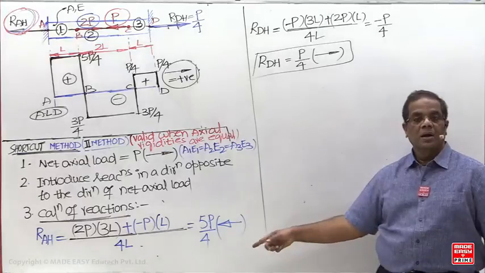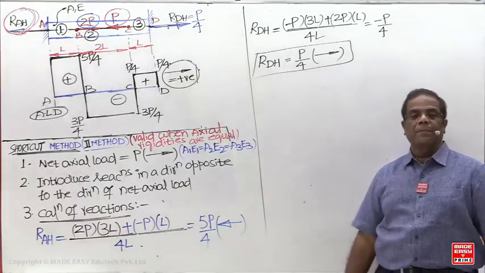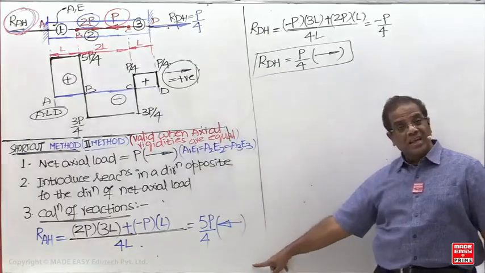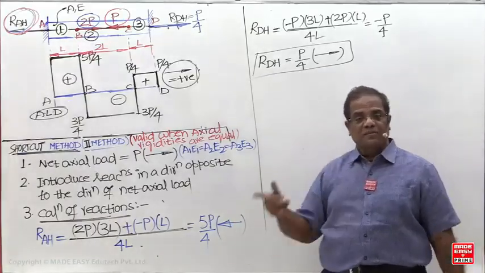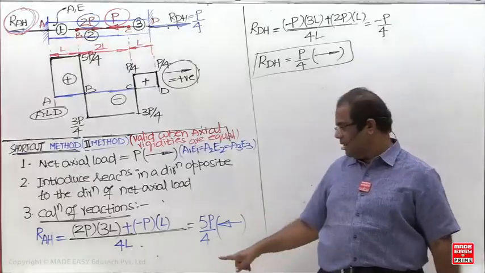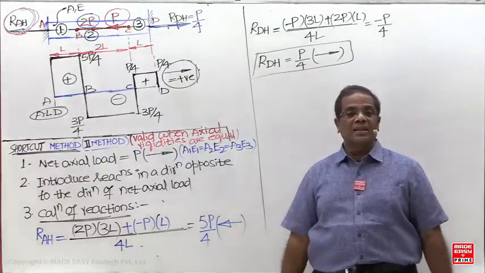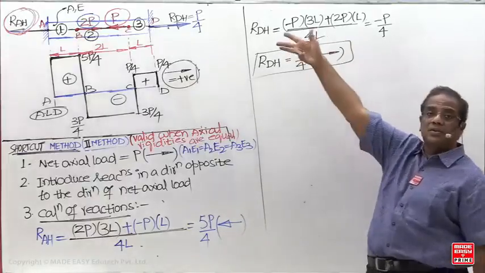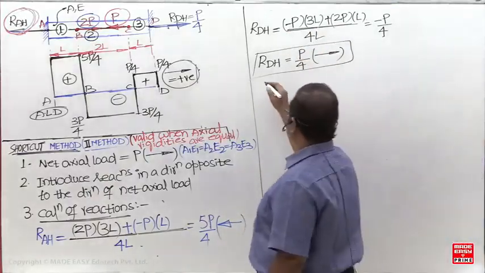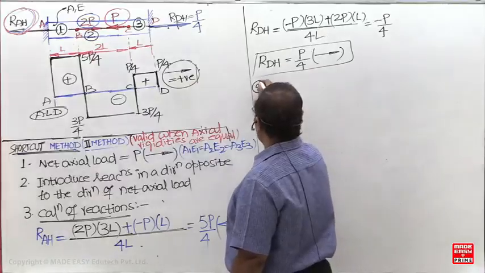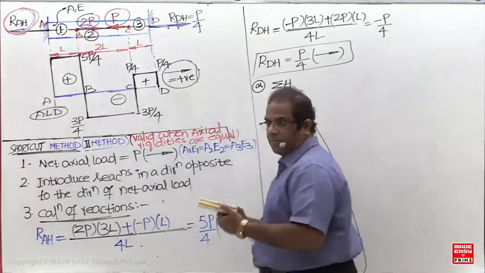Now, if you want to further save time, shall I calculate both reactions by the shortcut method, or is one sufficient? Why are you going for this method? To save time. So one reaction is calculated with this method. How do you find the other reaction? This is not required. You can use sigma H equal to 0. What is the other way of finding RDH? By using sigma H equal to 0.